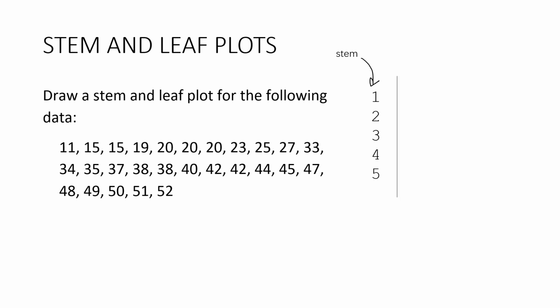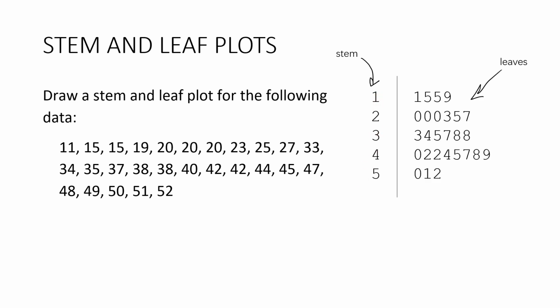Now the leaves are the last digit, and they have to be in order. Now I have already ordered this data. If you get a data set that's not in order, you're going to have to arrange it in order first. But the leaves for our 10s are going to be 1, 5, 5, 9, like this. And filling in the rest of the stem and leaf plot, we get this. So this is the stem, and these are the leaves. And the key, 2|5, means 25.